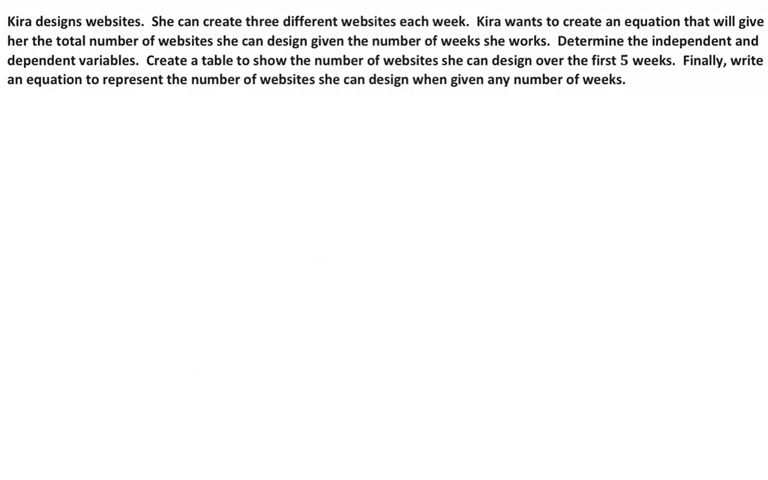Our next example, Kira designs websites. She creates 3 different websites each week. Kira wants to create an equation that will give her the total number of websites she can design given the number of weeks she works. Determine the independent and dependent variables. Create a table to show the number of websites she can design over the first 5 weeks. Finally, write an equation to represent the number of websites she can design when given any number of weeks.